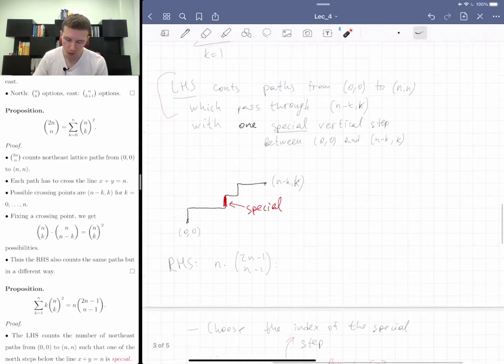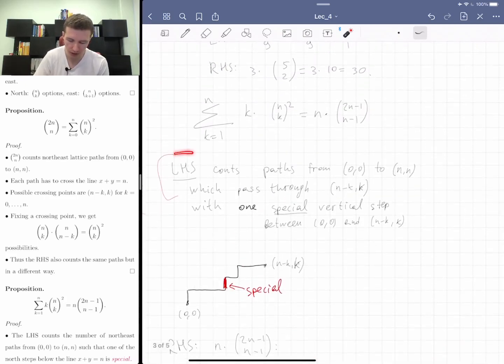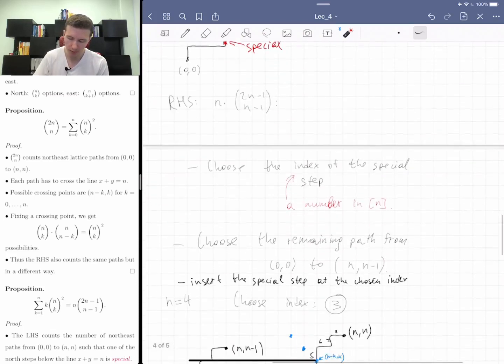Now if you look at our interpretation of the left hand side, again, paths from 0, 0 to n comma n which pass through some point on the anti-diagonal and have one special step before passing through this point. So that's the same set of objects, and therefore the numbers are the same.